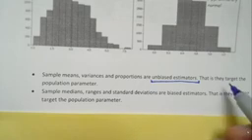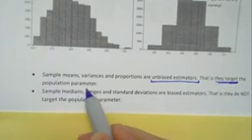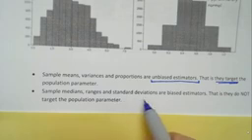That means their values target the population parameter. So the values of the sample means, variance, and proportions are going to approach the population parameter. However, the sample medians, the range, and the standard deviation are biased estimators because their values do not target the population parameter. They are different. They are not approaching the population parameter. Only the mean, variance, and proportion.